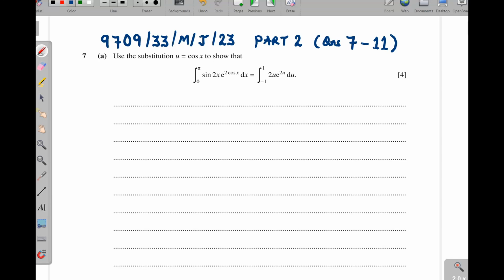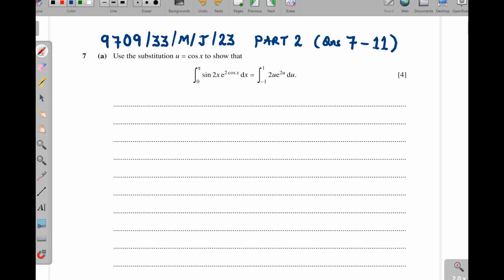Part 2, this is for questions 7 to 11. Question 7 is coming from integration. Part A, use the substitution u is equal to cos of x to show that the integral from 0 to pi of sine 2x e to the power of 2 cos x with respect to x is equal to this one here, the integral from negative 1 to 1 of 2u e to the power of 2u du.